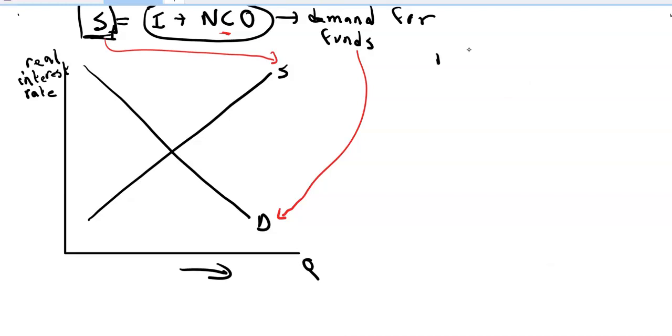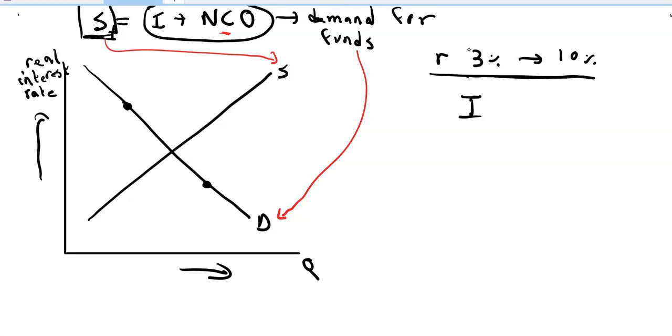So let's take an interest rate. Let's say my interest rate goes up from 3% to 10%. If the interest rates are going up, so let's say we go from this point upwards to this point, we can see that now it's more expensive to invest, so domestic investment may fall. On the other hand, because interest rates are higher, NCO is going to fall too.